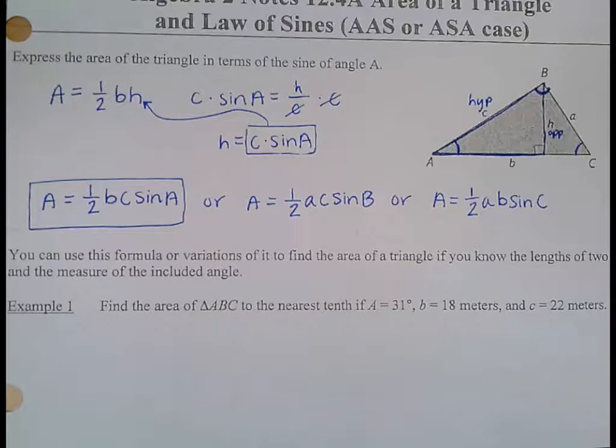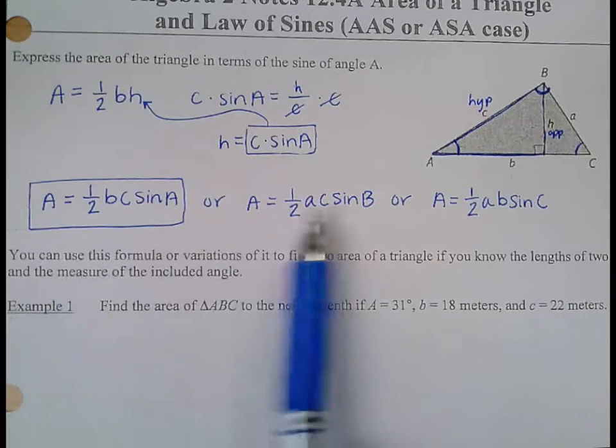And not all of the triangles that you are working with are going to be in terms of A, B, and C. So I'm just trying to get you to realize that you're taking sine of the angle and then multiplying by the two sides that include the angle and then multiplying that by 1/2 to get the area.